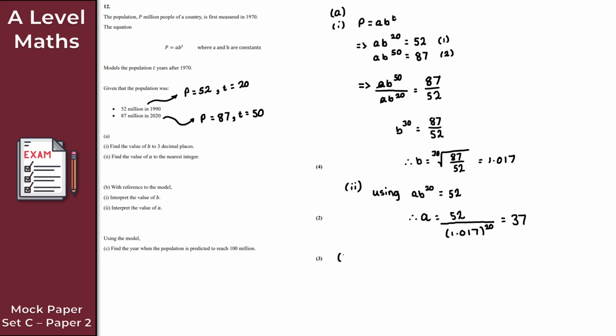So for part B then, for part 1 here, we want to interpret the value of b. So what does b represent here? So let's just go back to the model, right? My model here is going to be 37 times b, which is 1.017, to the power of t. Now b then, this value here, is what we call the growth factor, or the factor by which the population increases each year. So b is the growth factor.